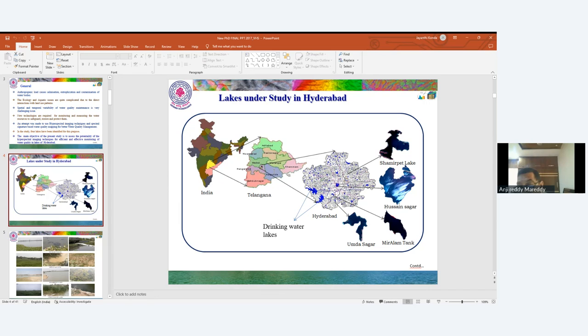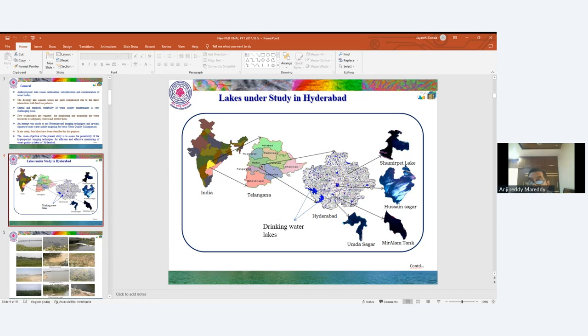And the third lake we considered is the Miralam Lake, and the fourth one is the Umdal Sagar. These are the four prominent lakes we have considered for our study. In addition to that, you have two drinking water lakes: one is the Usman Sagar Lake, the other one is the Gandipeta Lake. Today also, we are using these lakes for drinking purposes, for the needs of Hyderabad and Secunderabad cities. So this is our study area that we considered in our project.